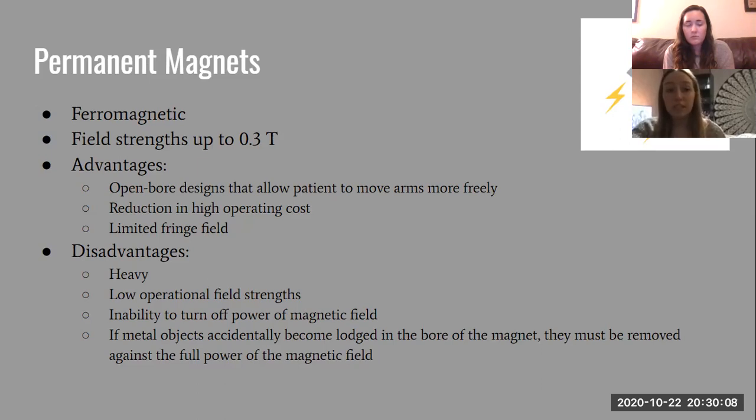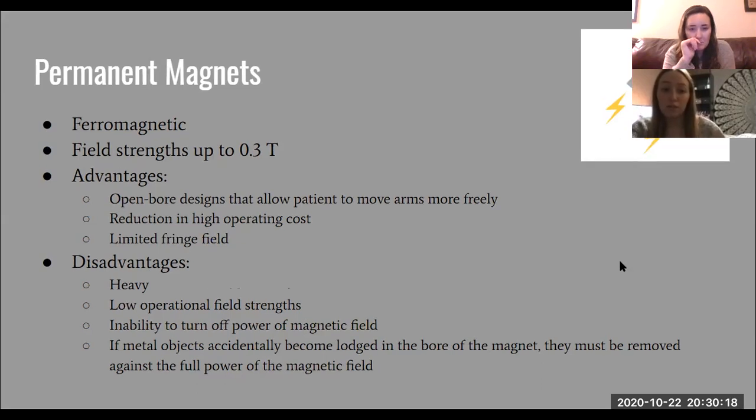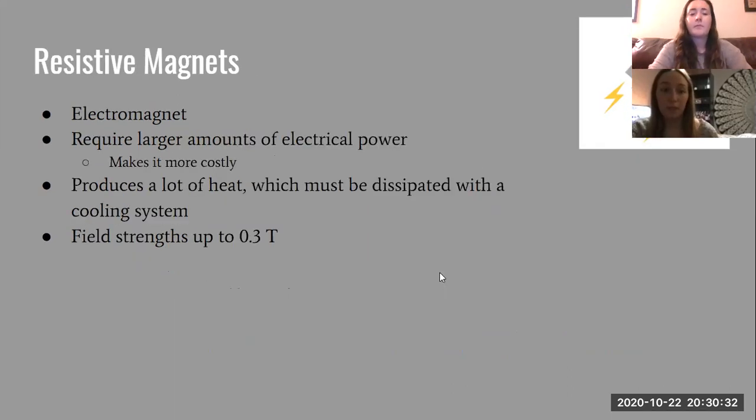Some disadvantages to permanent magnet types are that they are heavy, have low operational field strengths, and have an inability to turn off the power of the magnetic field. So if a metal object accidentally becomes lodged in the bore of the magnet, they have to remove it against the full power of the magnetic field.